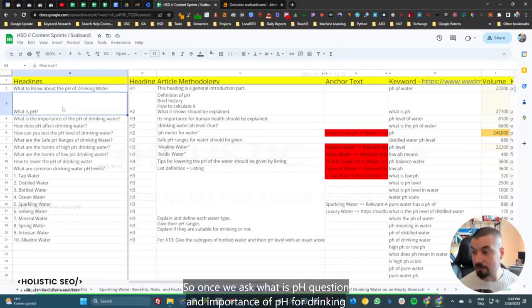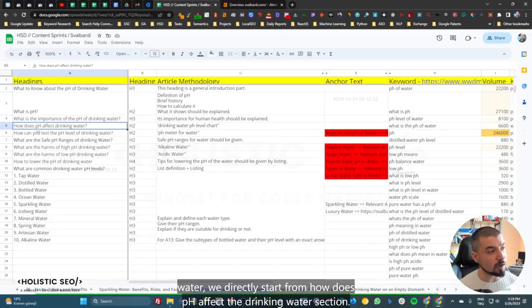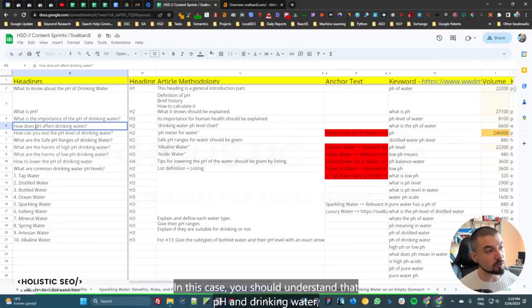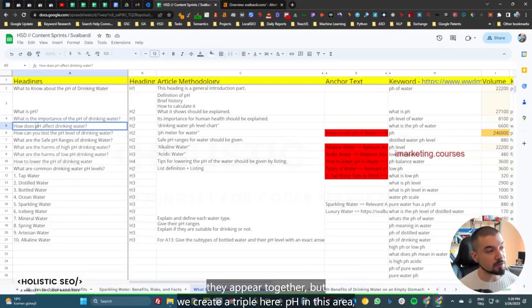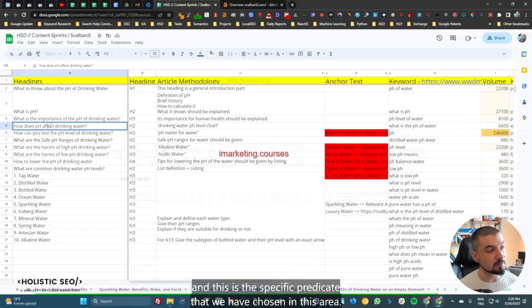So once we ask the what is pH question and importance of pH for drinking water, we directly start from the how does pH affect drinking water section. In this case, you should understand that pH and drinking water appear together, but we create a triple here. pH in this area is the subject, this is the object, and this is the specific predicate that we have chosen in this area.